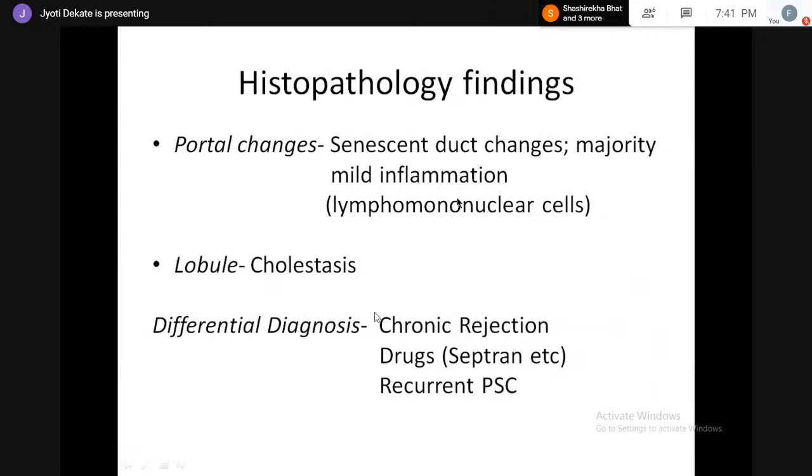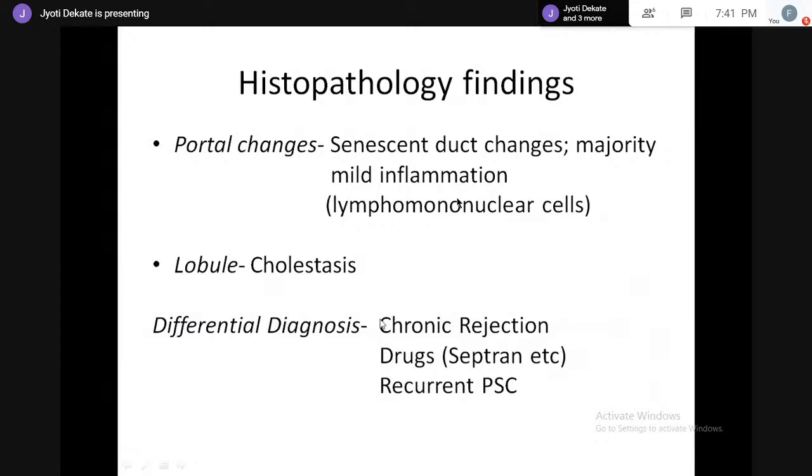Whenever we get such changes in liver biopsies, one has to think of these possibilities in the post-transplant setting. In this case, the patient did not receive any drugs. Some of the common antibiotics like Septran are known to cause cholestatic liver disease and vanishing bile duct disease. This patient was not transplanted for PSC, so the question of recurrent PSC is out.